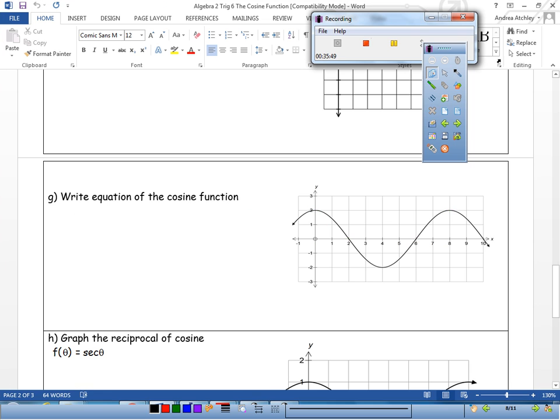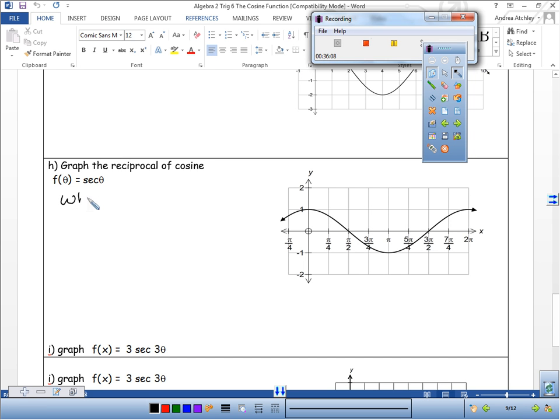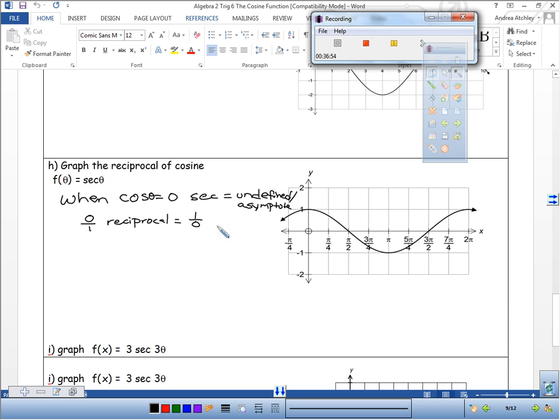Okay, now I'm going to graph secant. Secant and cosecant look very similar because they're reciprocals of sine and cosine. So we're going to graph the reciprocal of cosine. So here's your cosine, your basic cosine curve. Remember when cosine of theta equals 0, secant equals undefined, or it's an asymptote. In this case when we graph it, it's going to be an asymptote, because if cosine is 0, the reciprocal of that is 1 over 0, which is undefined.